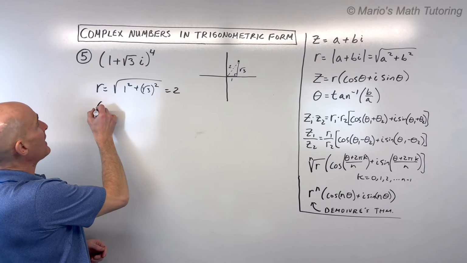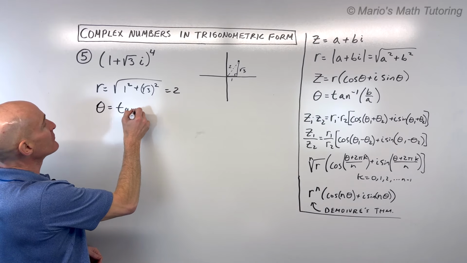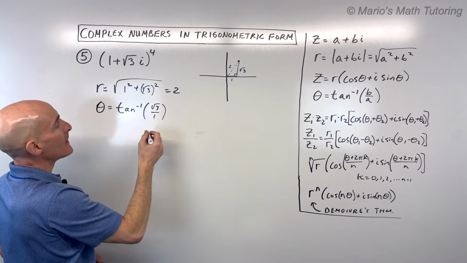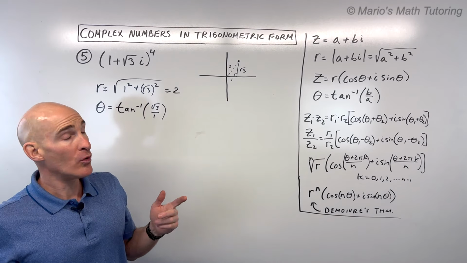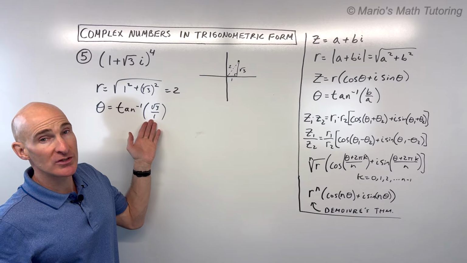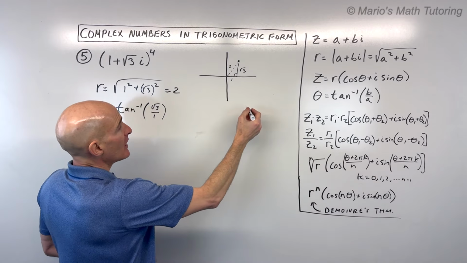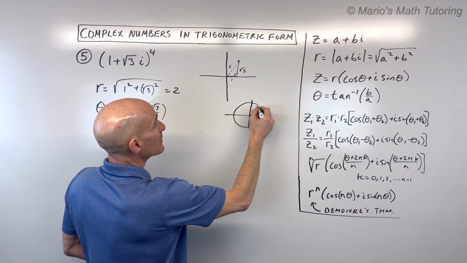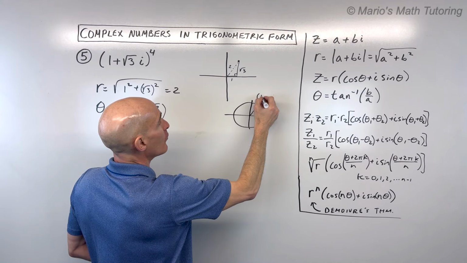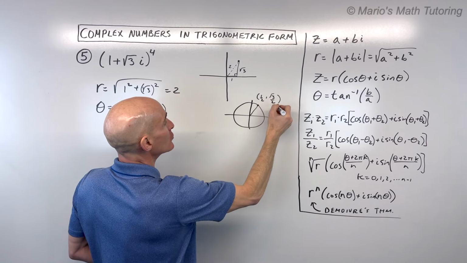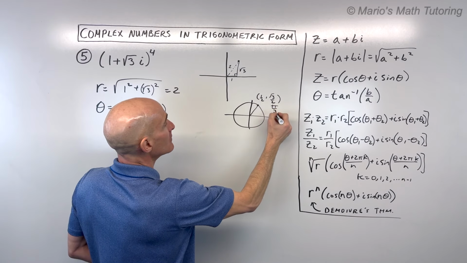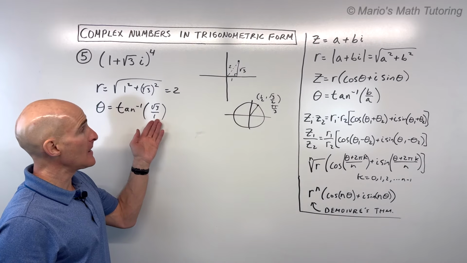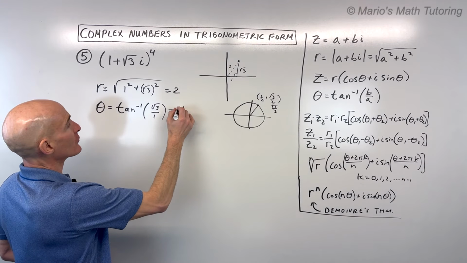Now if I want to find the angle, I do the tangent inverse of b over a. So that's square root of 3 over 1. Now on the unit circle, we do know where tangent is equal to square root of 3. That's going to be at pi over 3 or 60 degrees. Remember right here, this is the point 1/2 comma square root 3 over 2, and we know that tangent is the y over the x. So square root 3 over 2 divided by 1/2 is square root of 3, and so that's this angle right here, so pi over 3.